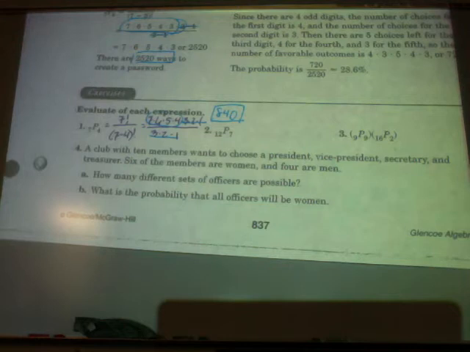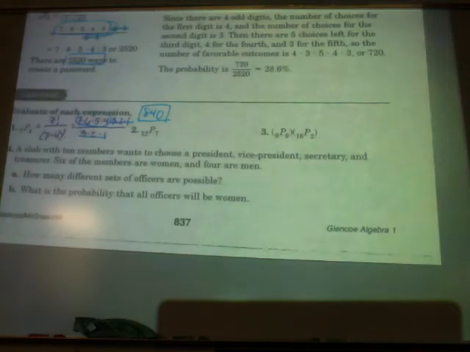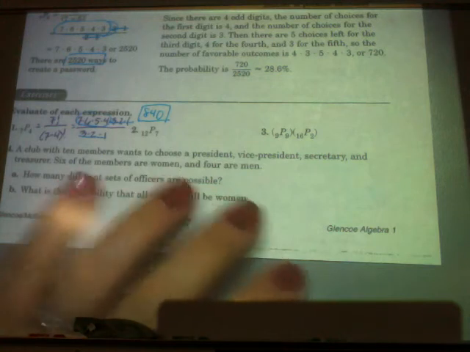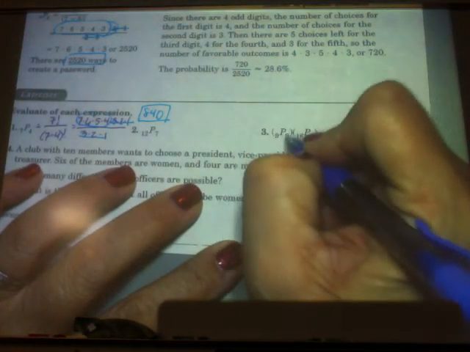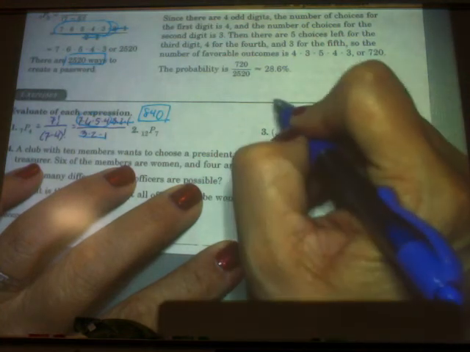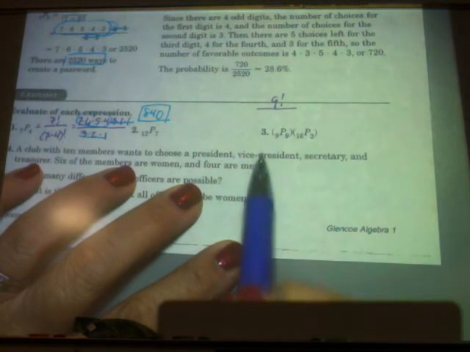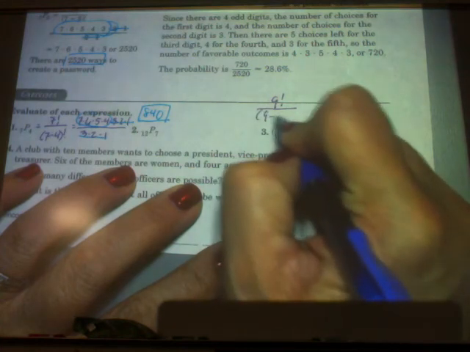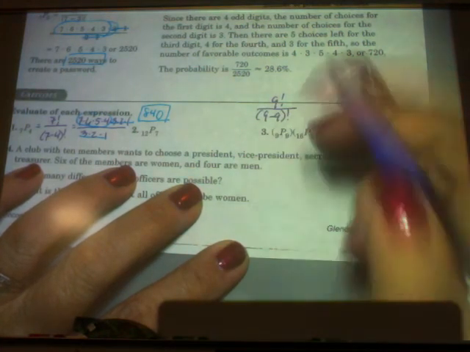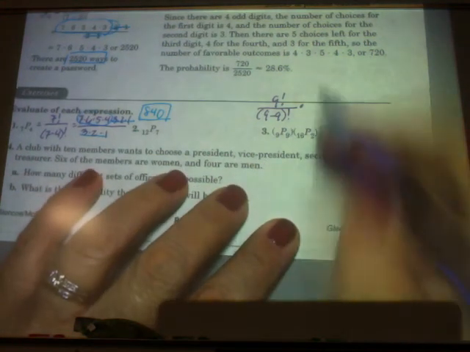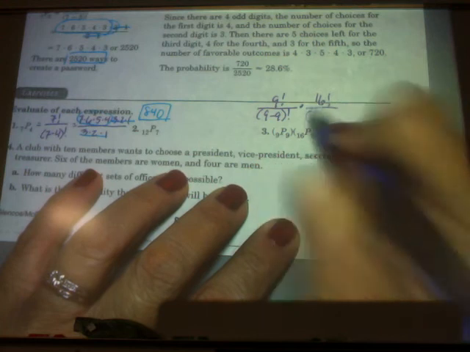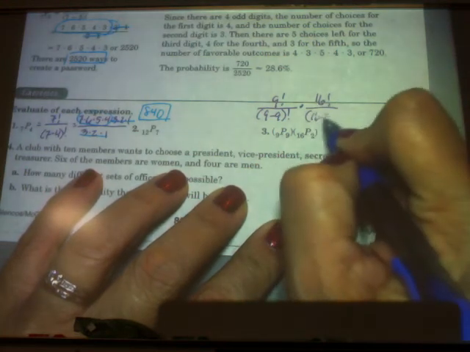How does 3 look different? What do you think you're going to do with 3? Yeah, you're going to find this permutation and that permutation and multiply them together. So watch what happens. For the first one, I'm going to do my work up here. Here's my n, right? So I get 9 factorial over 9 minus 9 factorial. I'm going to multiply that by this one: I've got 16 factorial for my n over 16 minus 2 factorial.